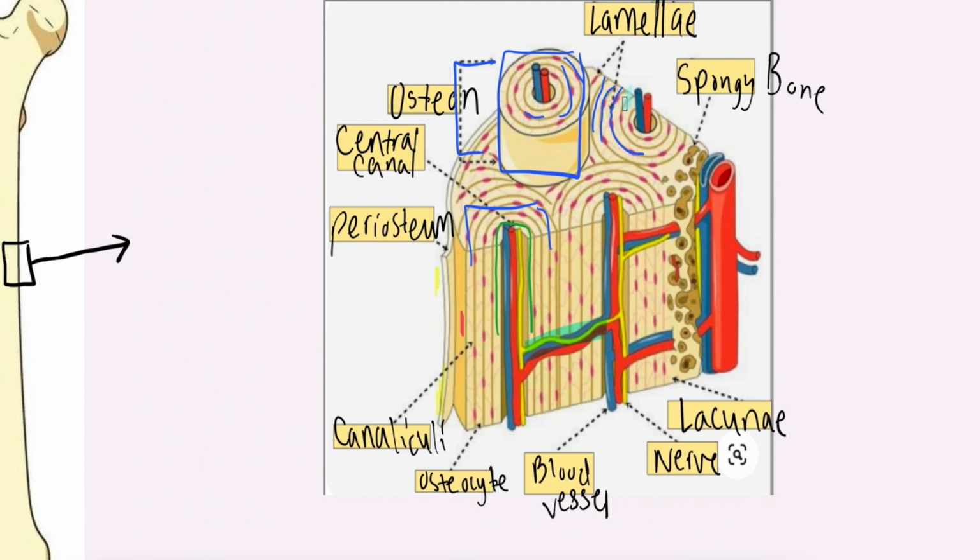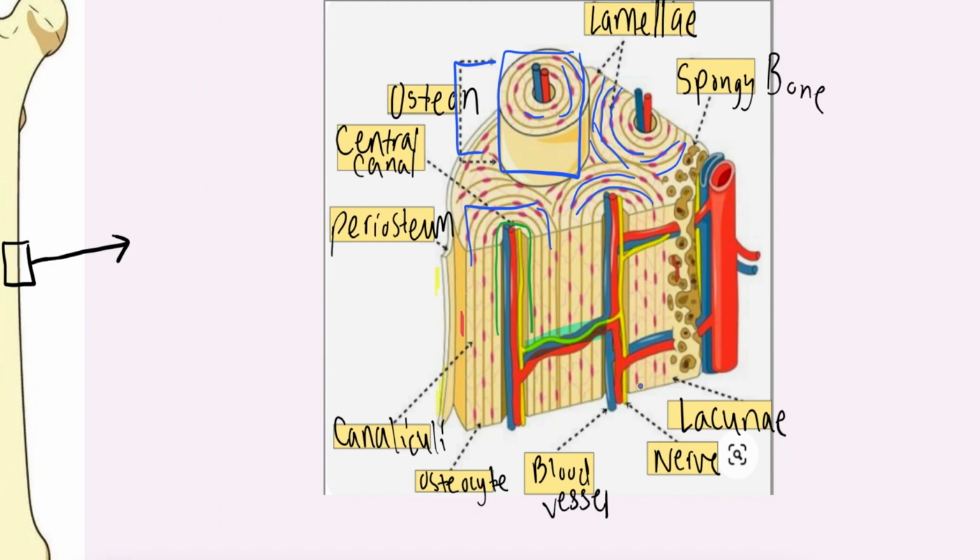Now, once again, the lamellae, let me relabel that here. The lamellae are the rings that make up the osteons. So all these rings you see are osteons. All these are lamellae. All these rings here are lamellae. Let's get that into our heads.